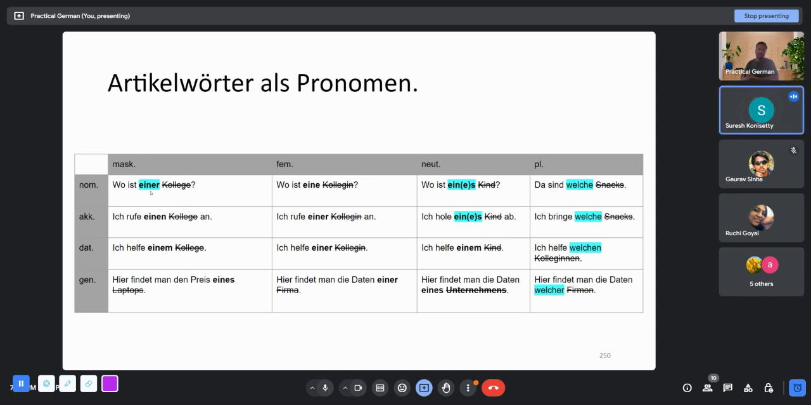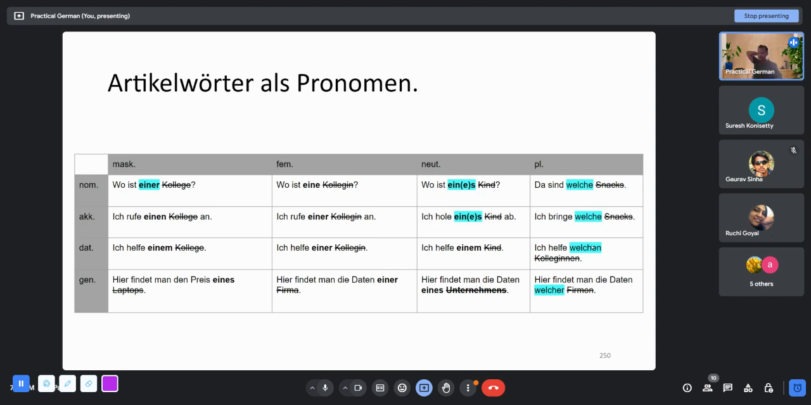Also notice that in plural, normally with the indefinite article, plural is empty, but here you have something. We have welche, welcher, welchen, welcher. This is interesting. Normally welche is a question word, right? Welche Sprachen sprichst du? Welche Orte hast du besucht? But here, welche is an article used as a pronoun. This is something new. Please remember this one. More questions?